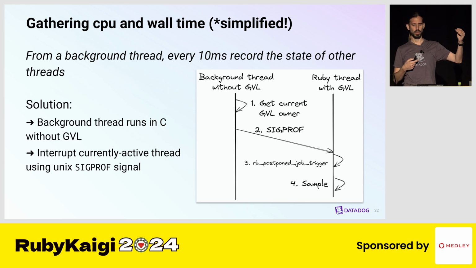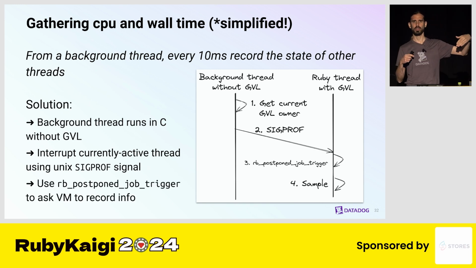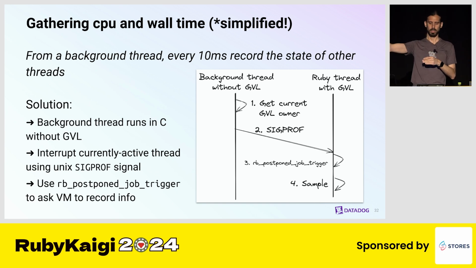So we see what's the currently active thread, and then we interrupt it with what's called a Unix signal. And then in that thread, we use a VM API called rb_postponed_job_trigger to ask Ruby to take a sample. So this is how we tackle this one.